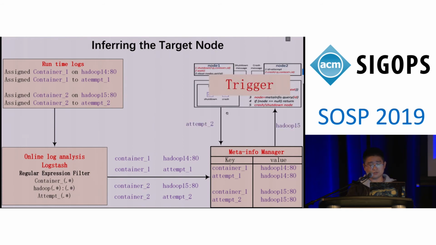When in the trigger part, CrashTuner will use a meta-info value to query the meta-info manager. The manager will check whether the meta-info value appears together with a host name. If yes, it will send the host name back to CrashTuner. CrashTuner then will crash the corresponding node.